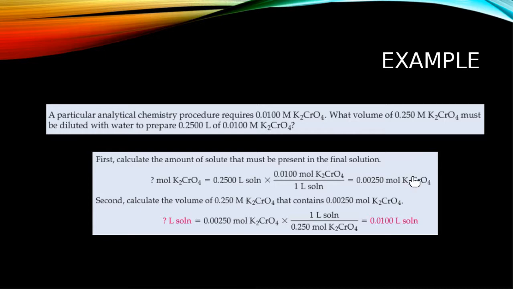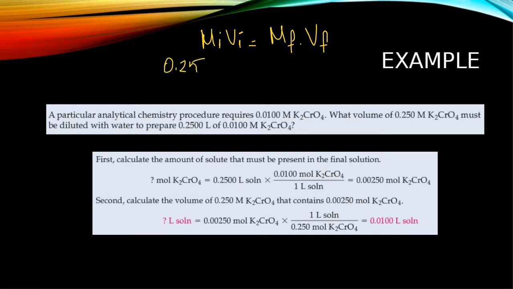First of all, you calculate the number of moles that must be present in the final solution. You can use the formula. The initial solution you have is only 0.25 molar, but you don't know how much potassium chromate you will take.